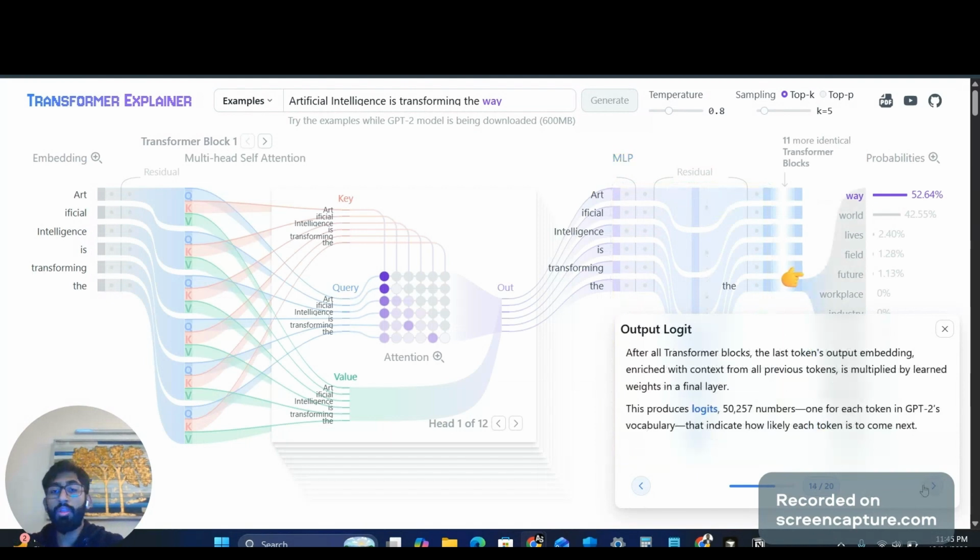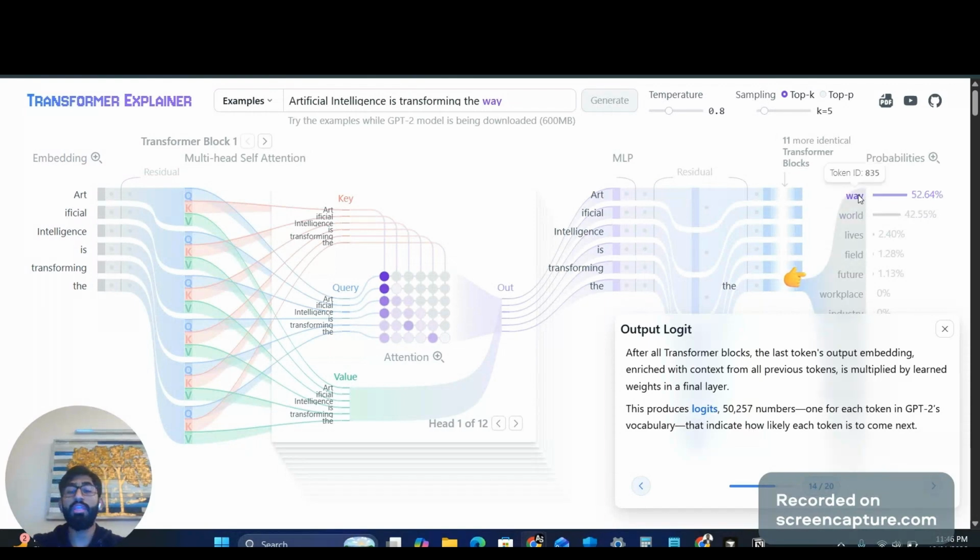Output logits. After all the transformer blocks, the last token's output embedding, enriched with context from all previous tokens, is multiplied by learned weights in a final layer. This produces logits, 50,257 numbers, one for each token in GPT-2's vocabulary, that indicate how likely each token is to come next.